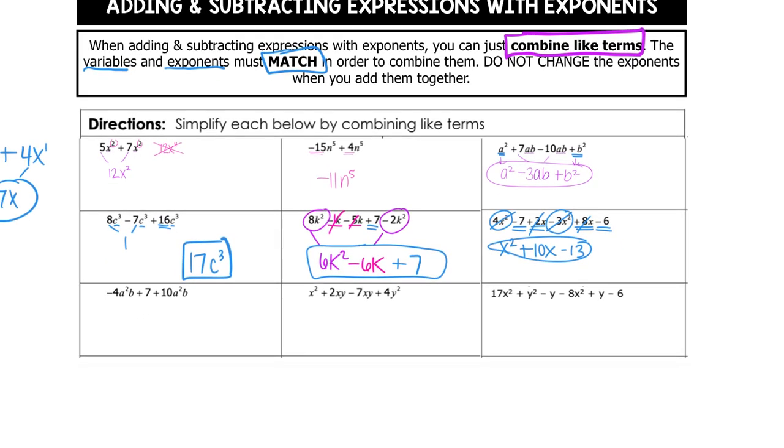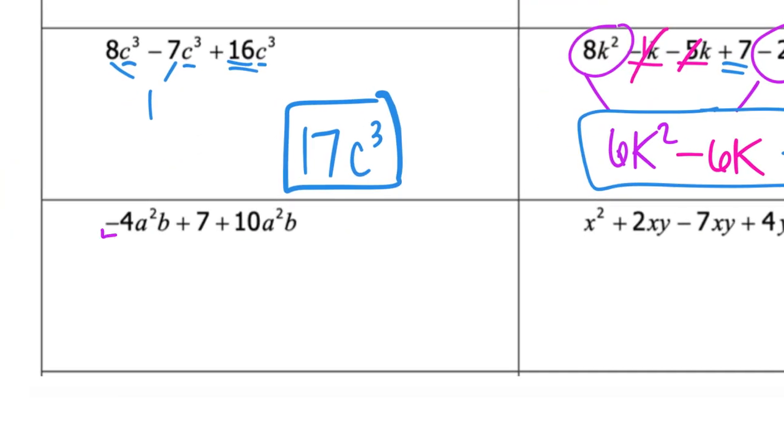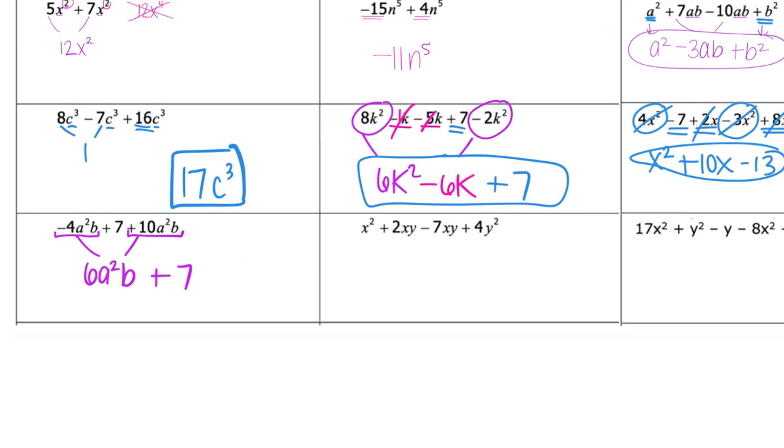All right, let's do these last three. So the next one down here, let's see, we have negative 4a squared b. That looks like this term over here. See how they both have that a squared b, a squared b. So we can combine those together. Negative 4 plus 10 is 6. So that would be 6a squared b plus 7. Okay, on the next one, we have these two in the middle. Those look like terms, so we can combine those. 2 minus 7 is negative 5. So that would be negative 5xy. And then the other pieces, you can just drop them down.